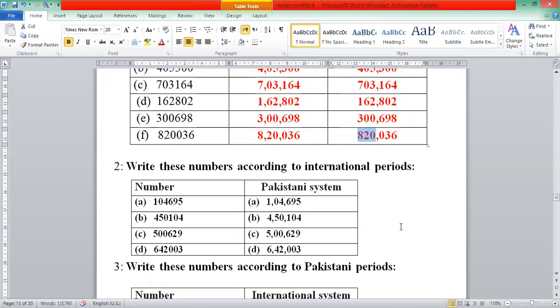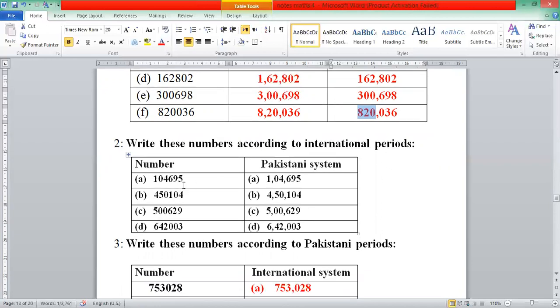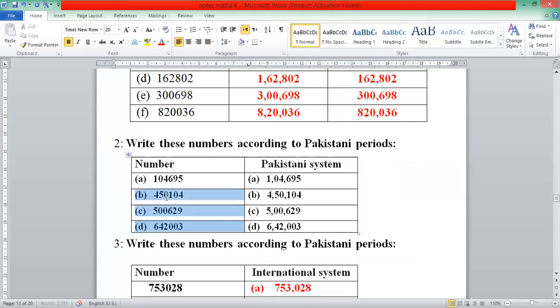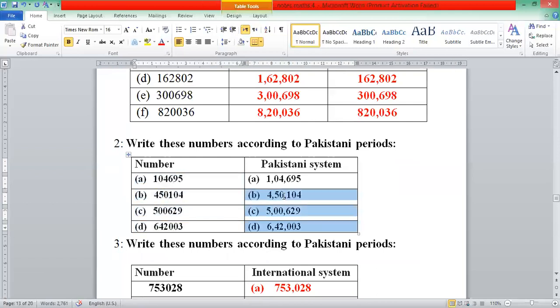The next one, question 2. The statement of 2 is: write these numbers according to the Pakistani period. Sorry, here it should be Pakistani, not international. Pakistani numbers are given, very simple. Put in Pakistani order, copy the same number, just put a comma after three digits, then after two. 1,04,695. Similarly, put commas after three digits, then after two.